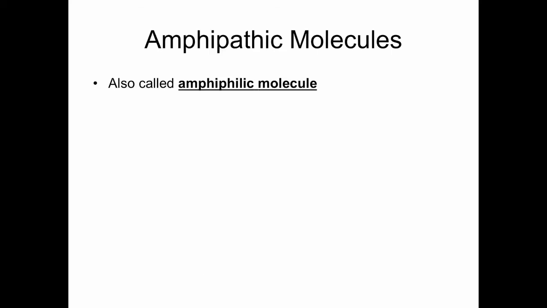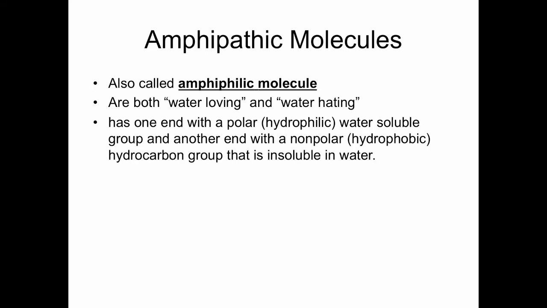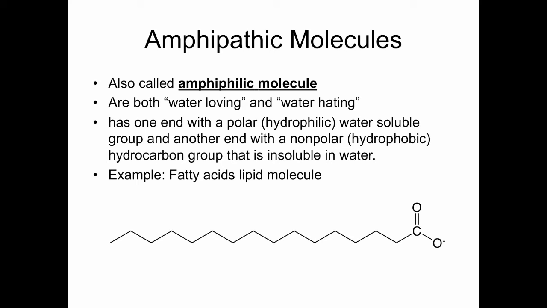Amphipathic molecules, these are also called amphiphilic molecules. These molecules are both water-loving and water-hating. This is because one end of the molecule is hydrophilic, so it has a polar water-soluble group, and the other end of the molecule is hydrophobic, so it has a nonpolar hydrocarbon group that is insoluble in water. An example of an amphipathic molecule is a fatty acid lipid molecule. So shown here is a fatty acid which has a hydrocarbon tail and a polar head attached to the end of it. So a fatty acid is an example of an amphipathic molecule which has both hydrophobic and hydrophilic regions.